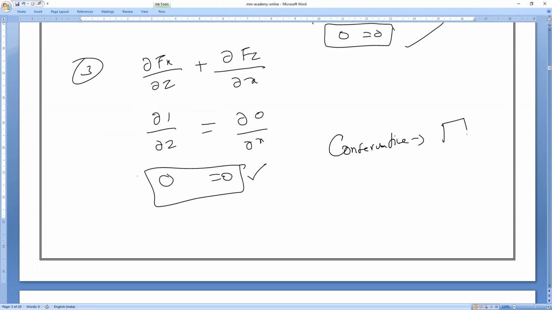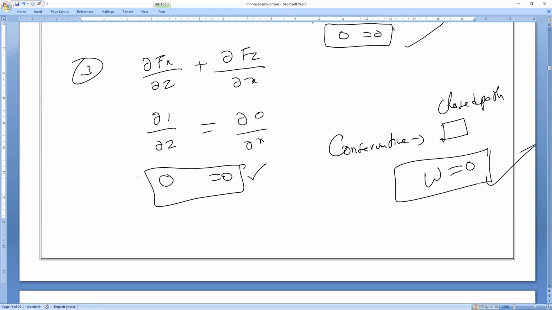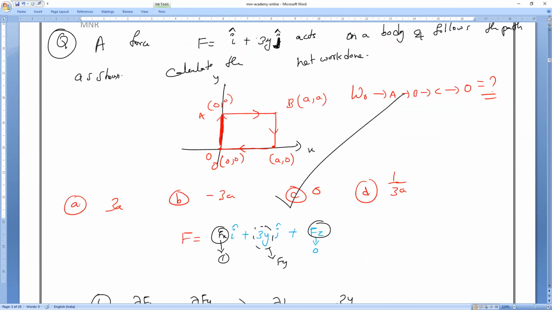So if it is conservative, we all know that if it is a closed path, the work done is 0. That's all. So what is the correct option? Option C. That's all. Finish it, make it quick.